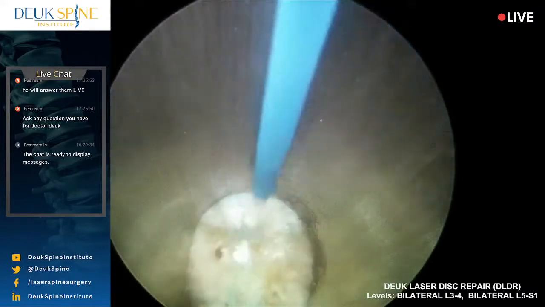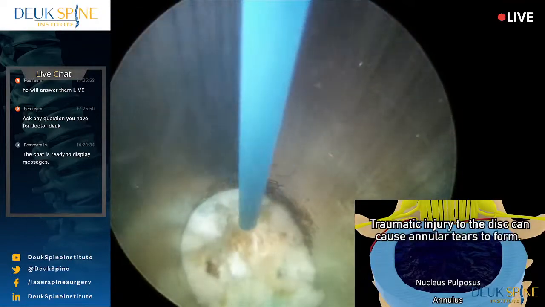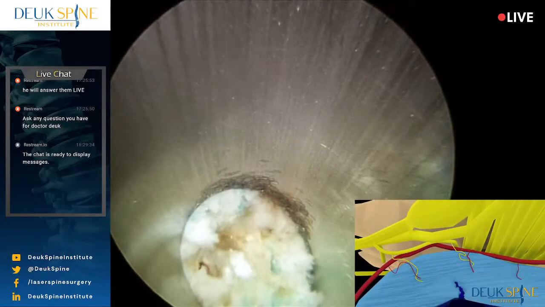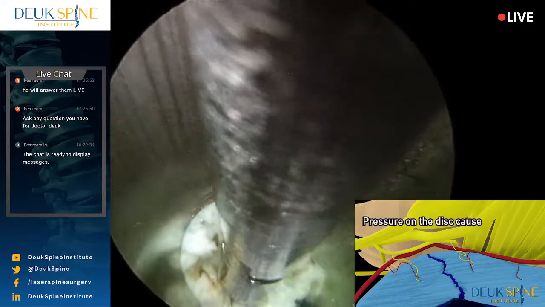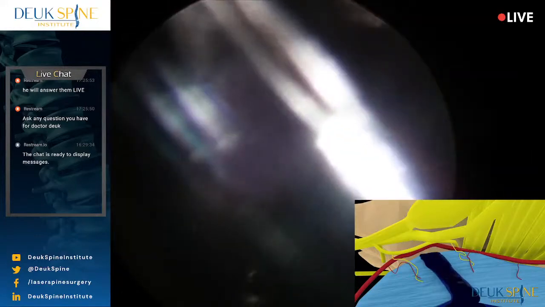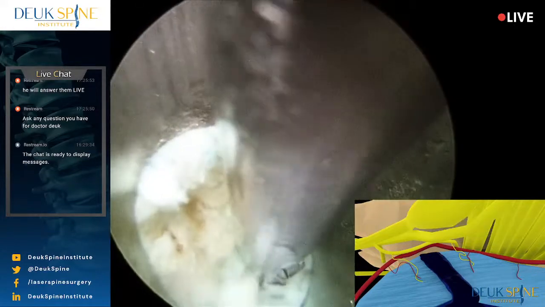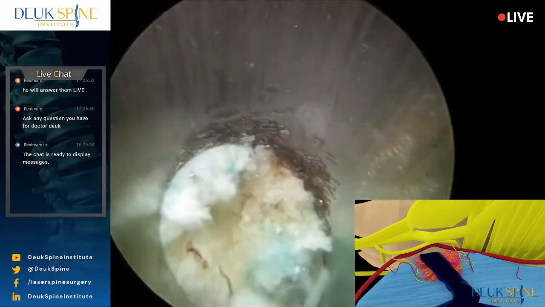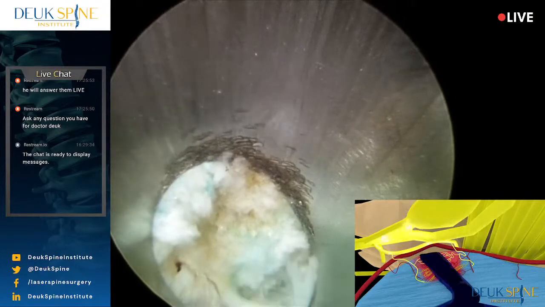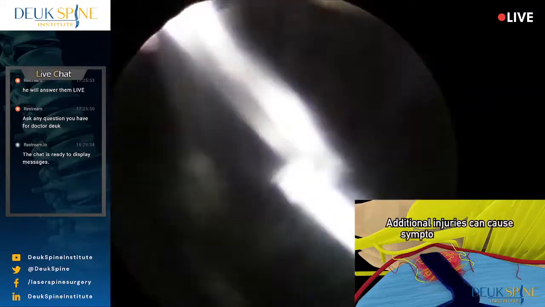Causes of back pain. Why do people get back pain when they have a herniated disc? Traumatic injury to the disc can cause annular tears to form. Pressure on the disc causes herniation of the nucleus pulposus through the annular tear. Inflammatory tissues develop within the annular tear, causing back pain. The inflamed annular tear generates pain signals. Additional injuries can cause symptoms to worsen.